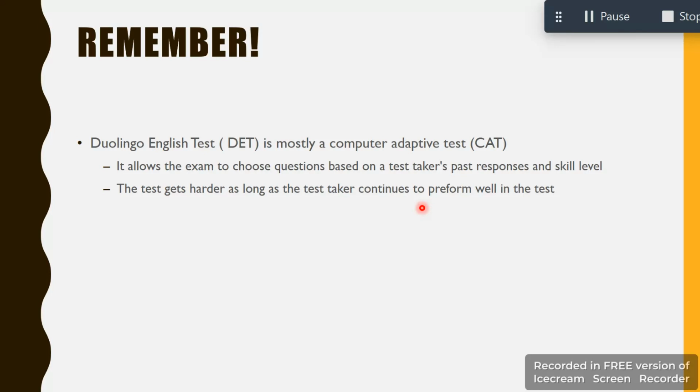So that's what we have to keep in mind: not totally, but half of the test is adaptive, and that's a very important thing we have to know about the Duolingo English test.